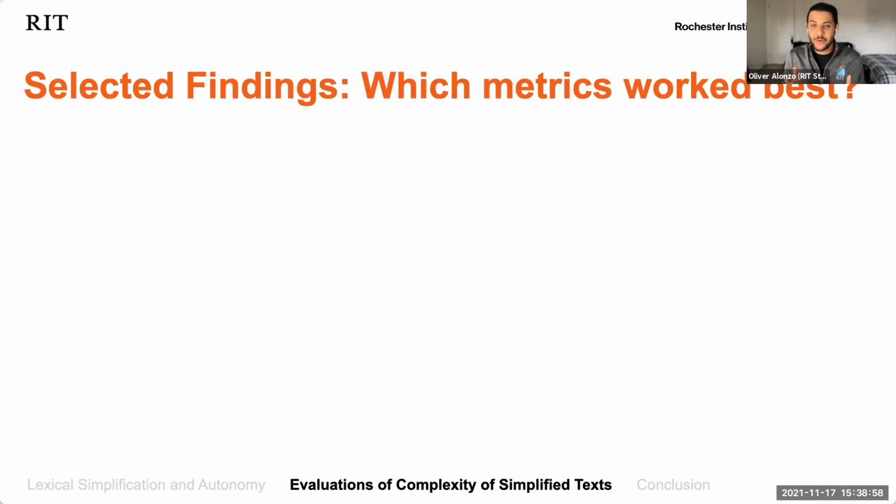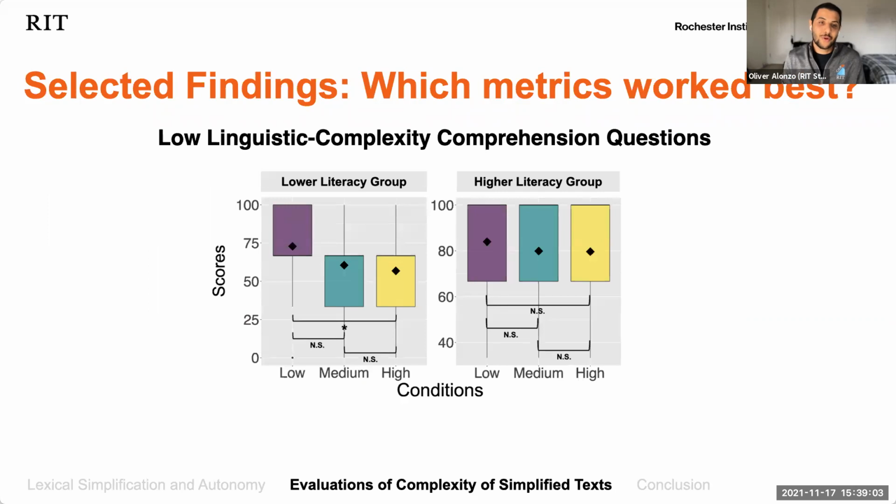And so let me present you which metrics worked best in our study. If you recall, I mentioned that we wrote 2 versions of each comprehension question that varied in their level of linguistic complexity. The low linguistic complexity comprehension questions were able to determine the difference between the low complexity texts and the high complexity texts, but only among the lower literacy group. Among the higher literacy group, these low linguistic complexity comprehension questions were not able to tell any differences between the complexity of the texts.